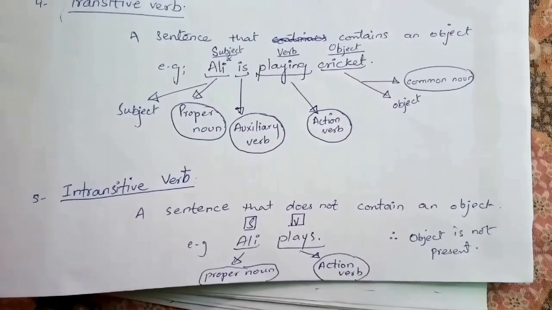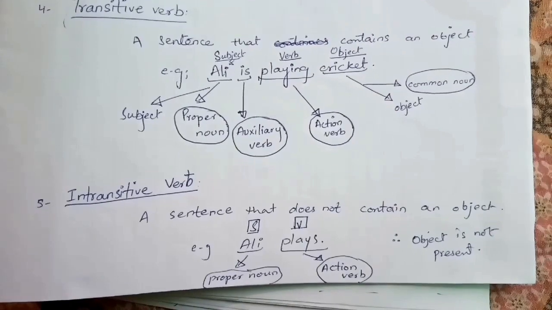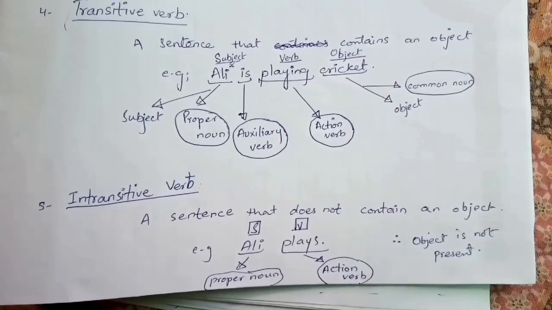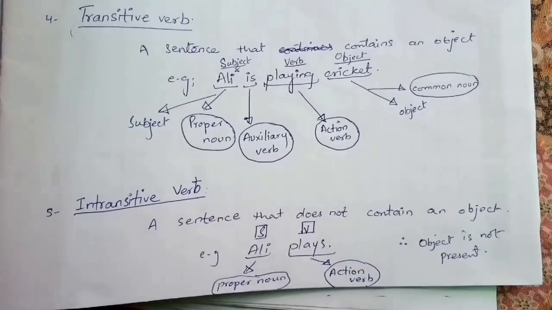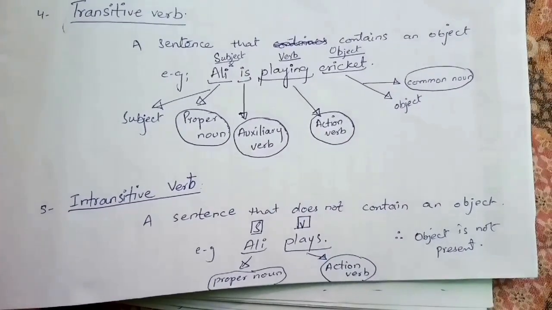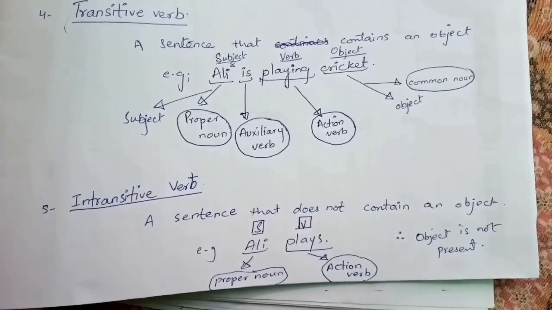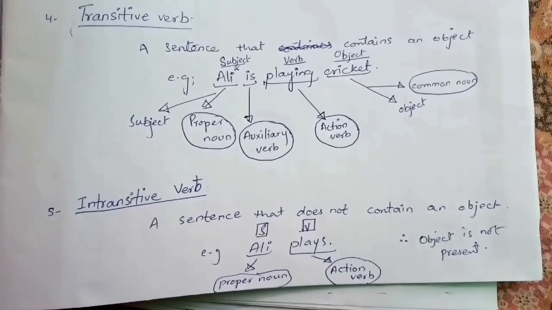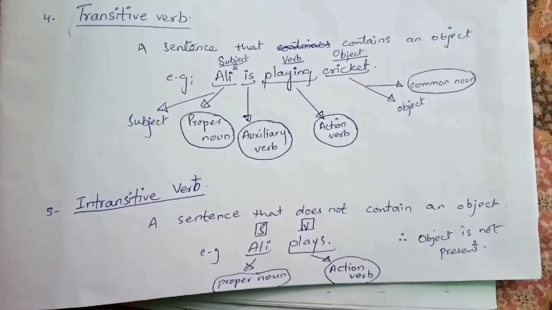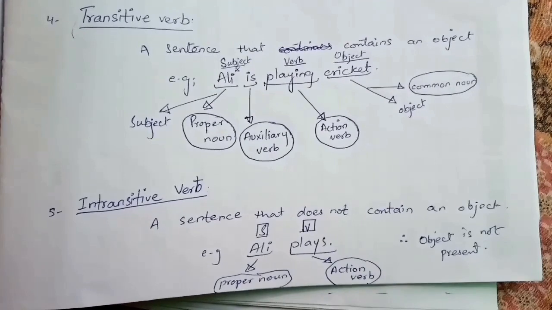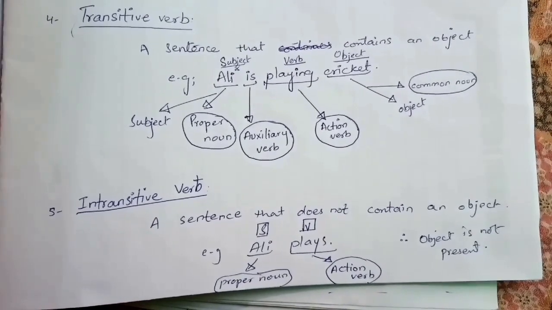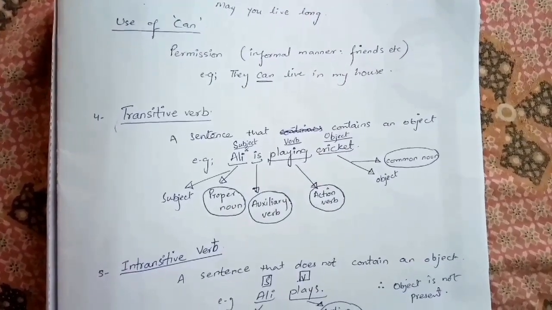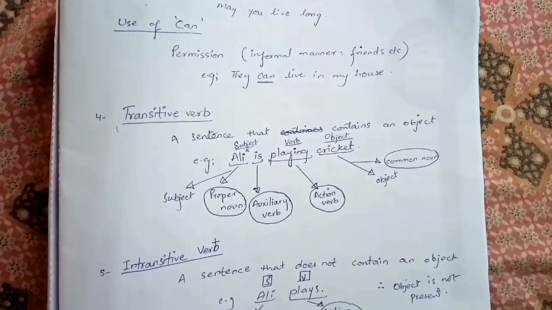Intransitive verb is totally opposite to transitive verb. A sentence that does not contain an object is called an intransitive verb. For instance, if I say Ali plays, over here you don't know what he is playing. This sentence only contains subject and verb. So it is an intransitive verb because you don't know what he is doing or what he is playing. Hope the whole concept of verb and types of verb is clear to you.